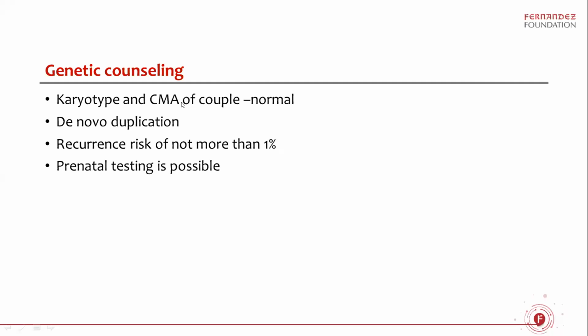In the previous two cases, we haven't advised chromosomal microarray of the couple because most of the cases which have that particular deletion will be abnormal. So if both the couple are normal, we need not do it. But here, in the case of 22q11.21 duplication, there are variable phenotypes. So we did microarray and karyotype of the couple, which were found to be normal. So it is again a de novo duplication. Again, recurrence risk was not more than 1%, but they were told that prenatal testing is possible.